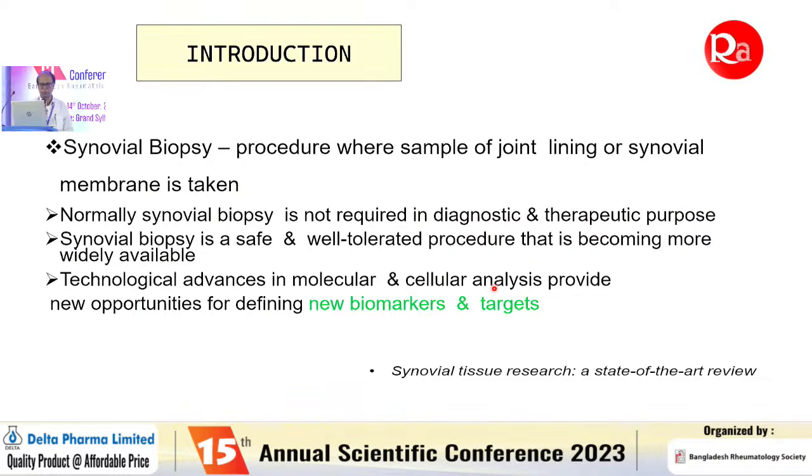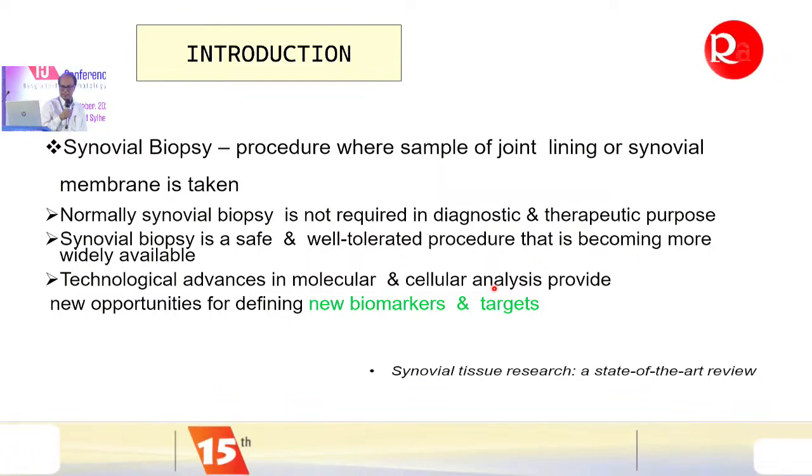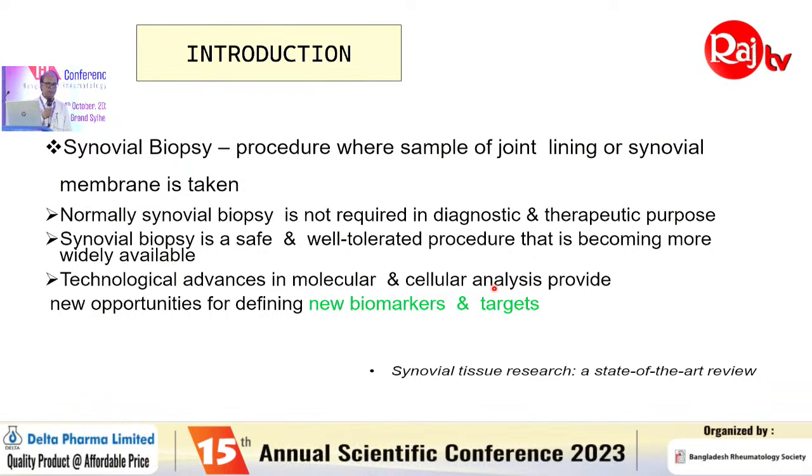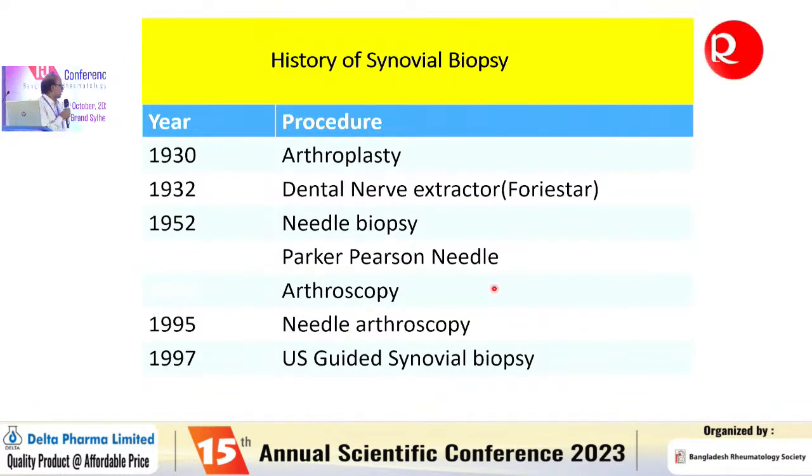Synovial biopsy is the procedure where a sample of synovial tissue or synovial membrane is taken. First of all, we should know the structure of the synovial membrane, where it lies, what is the structure. It is usually done in small joints like the metacarpophalangeal joint and metatarsophalangeal joint, medium joints such as wrist and ankle joint, and all large joints. Normally, it is not done in established cases of rheumatological disease, but only in suspected or unexplained monoarthritis or polyarthritis. Historically, it started in 1930 during arthroplasty, and lastly, in 1997, ultrasound guided synovial biopsy.